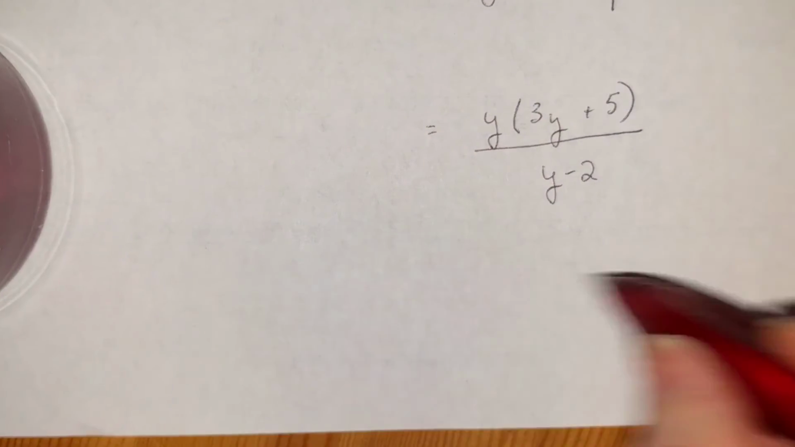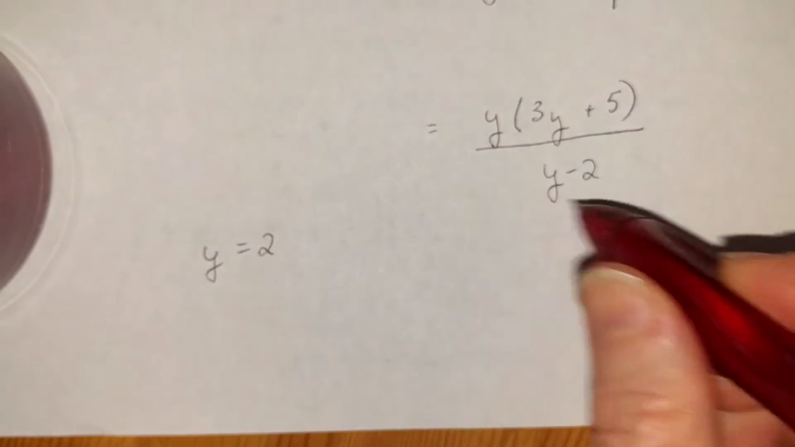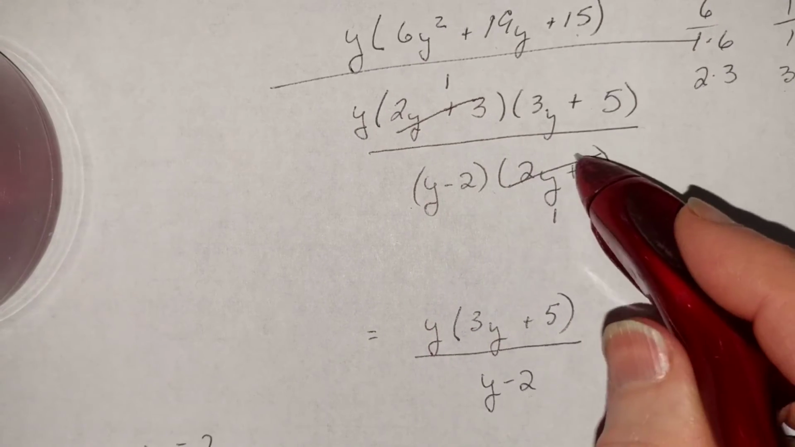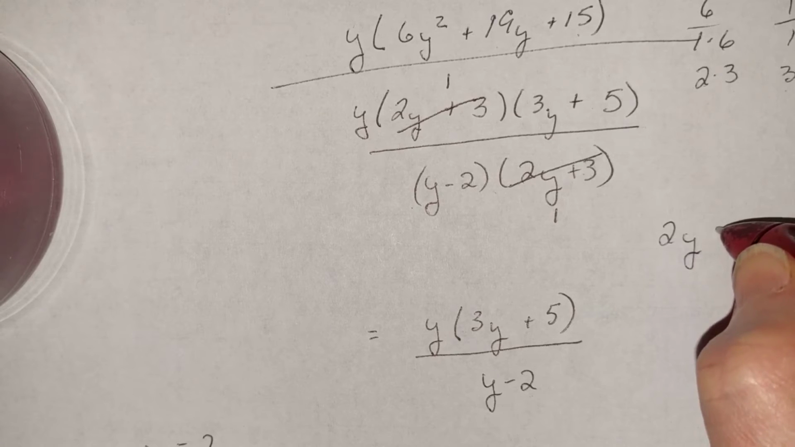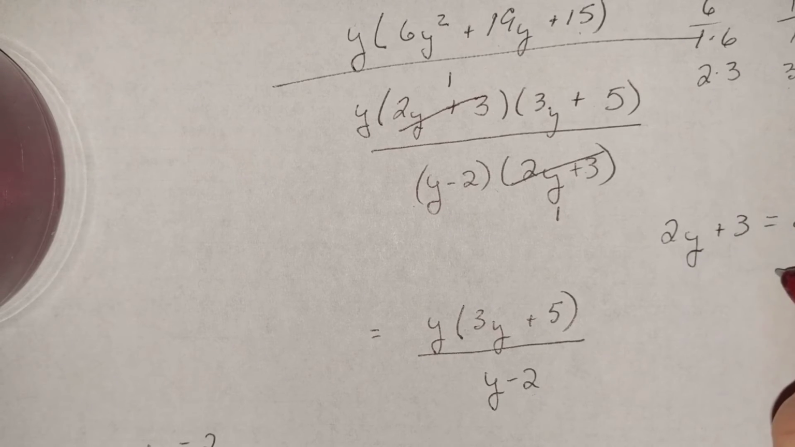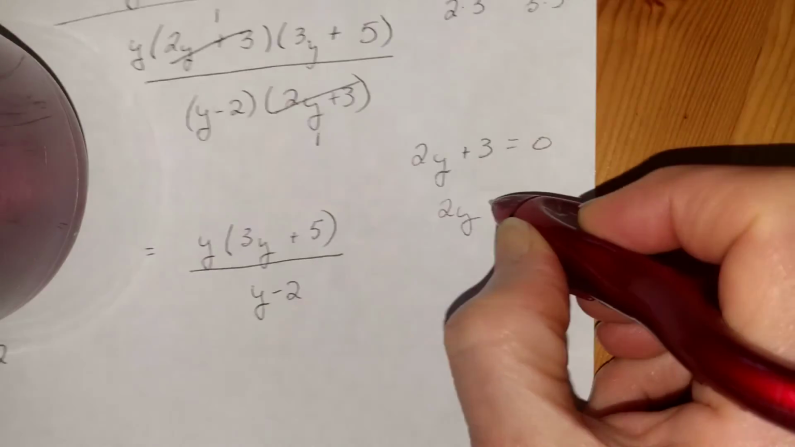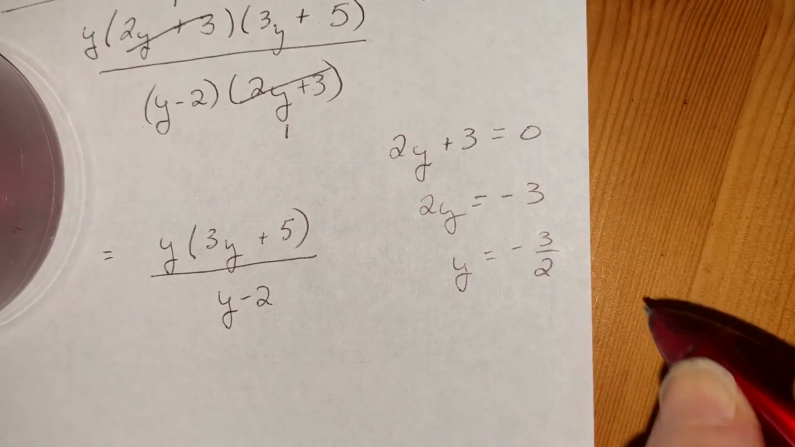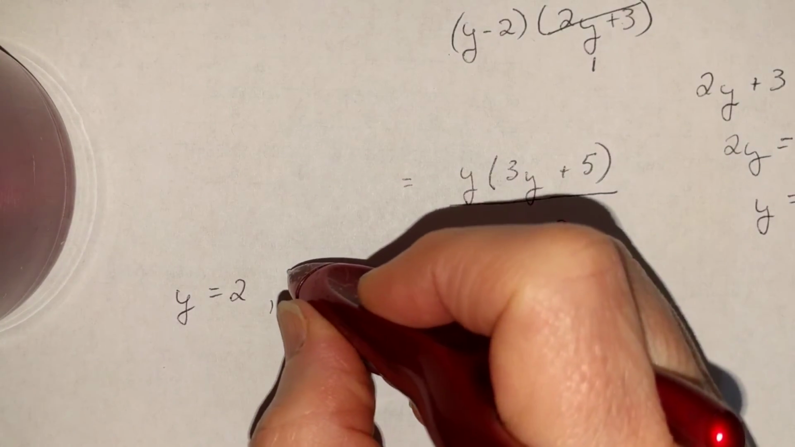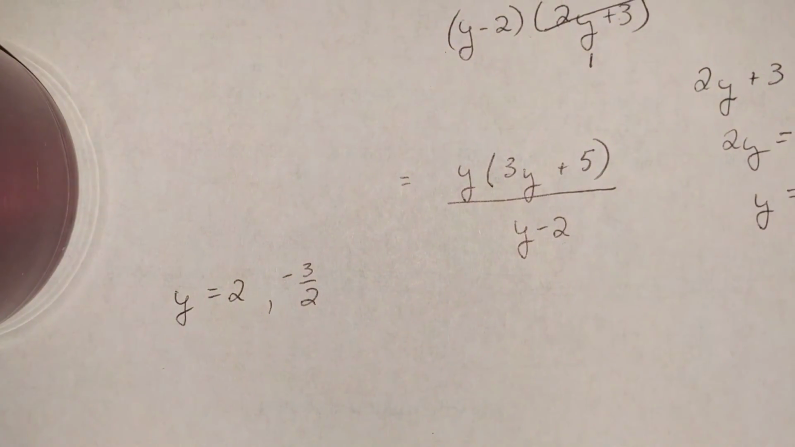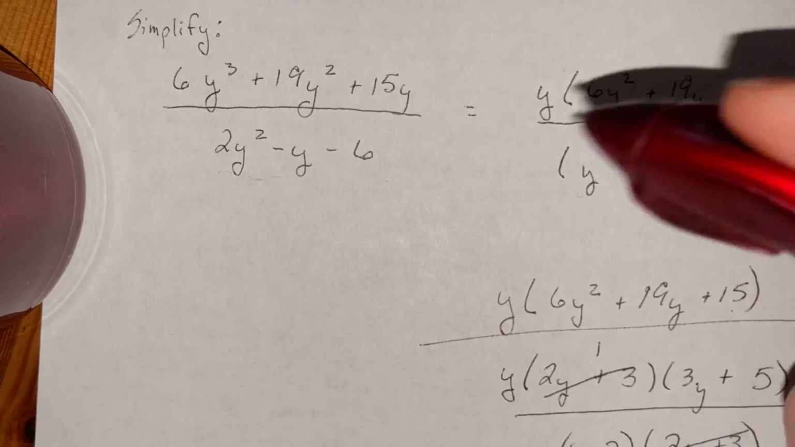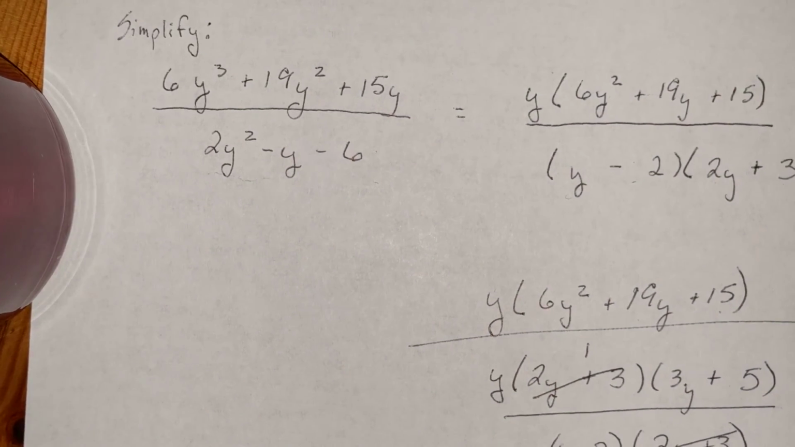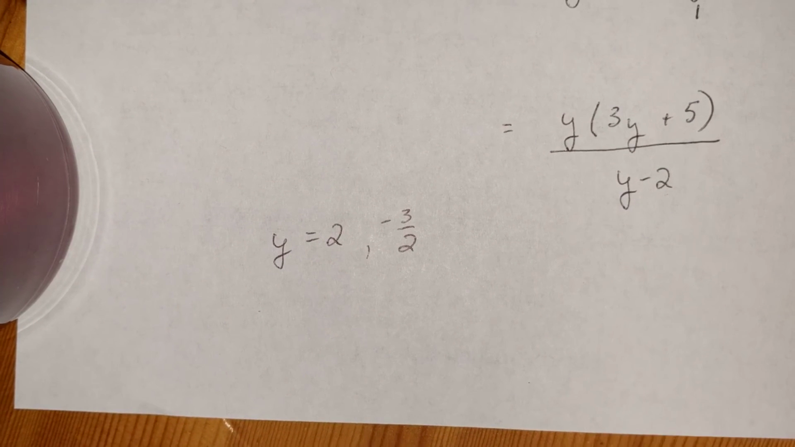Restrictions in my domain, y cannot equal 2, because here I would be dividing by 0. Also, this factor can't equal 0, 2y plus 3. So y can't equal negative 3/2 either. Because if y were to equal negative 3/2, then up here in my original fraction, I would be dividing by 0. There's our solution.